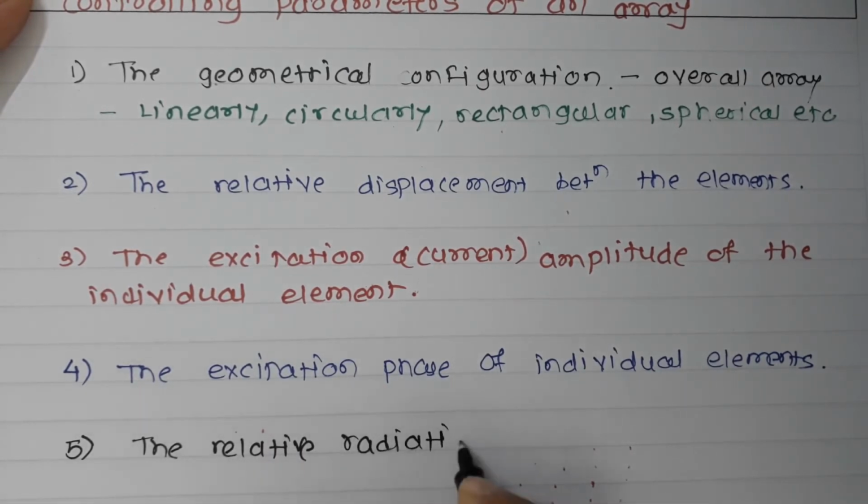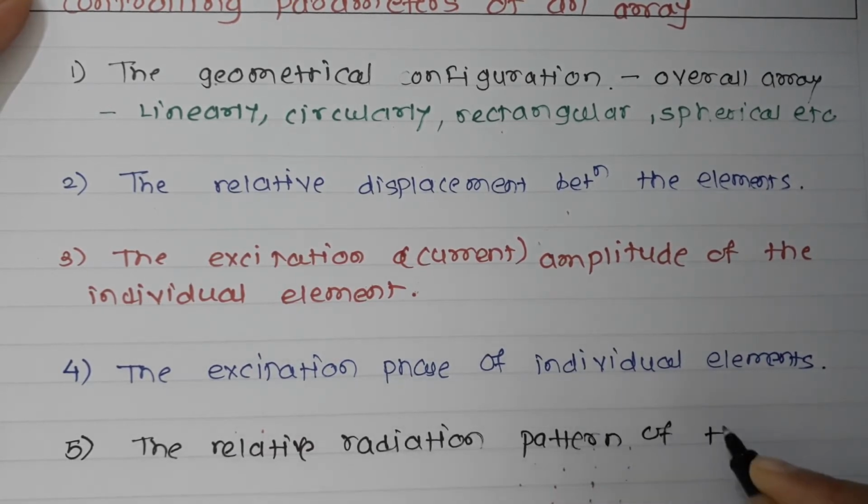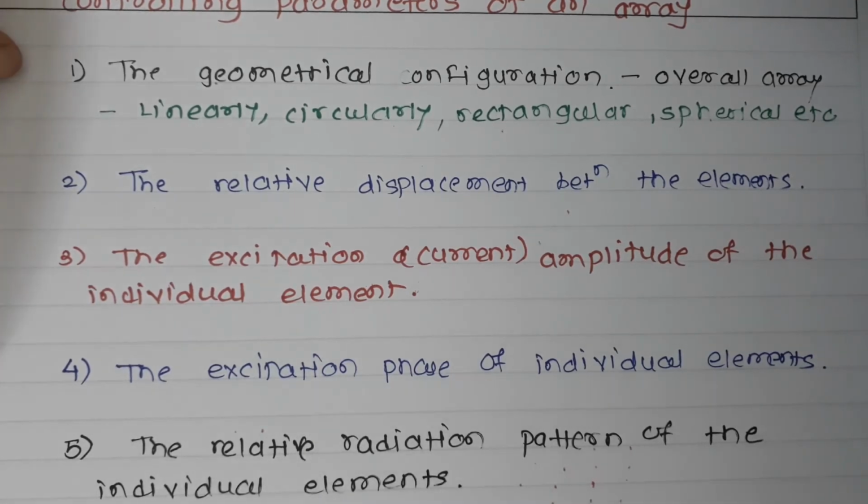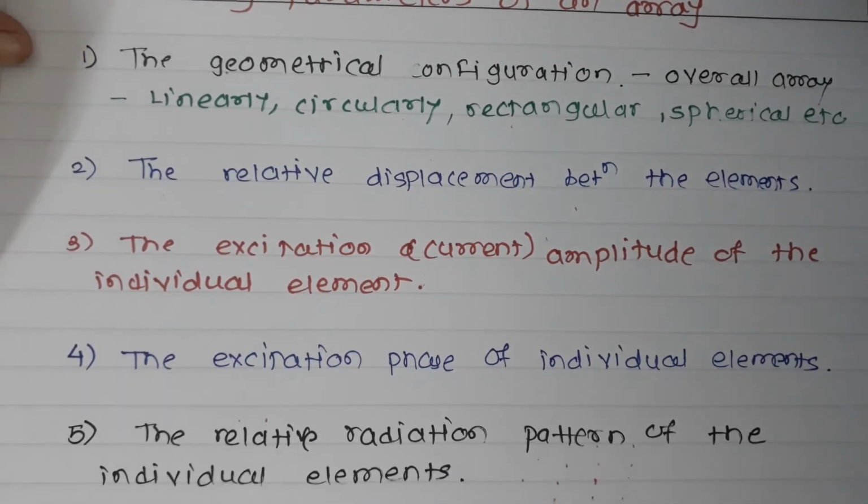Radiation pattern of the individual elements. So this is all about the controlling parameters of an array. Now, to understand how these controls change the overall radiation pattern, we must understand the basics of antenna.